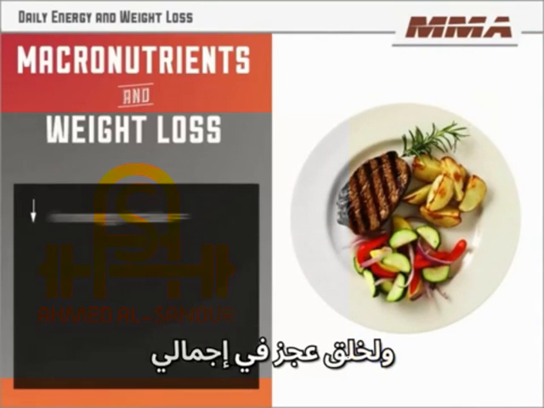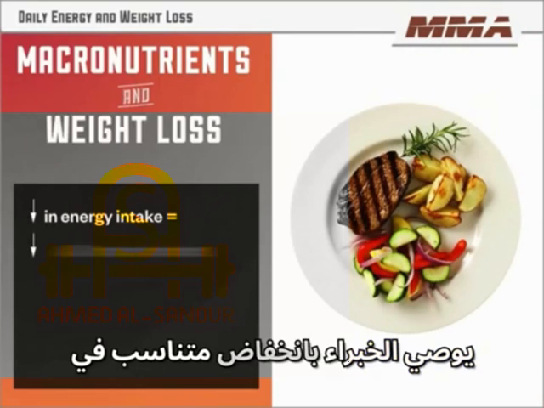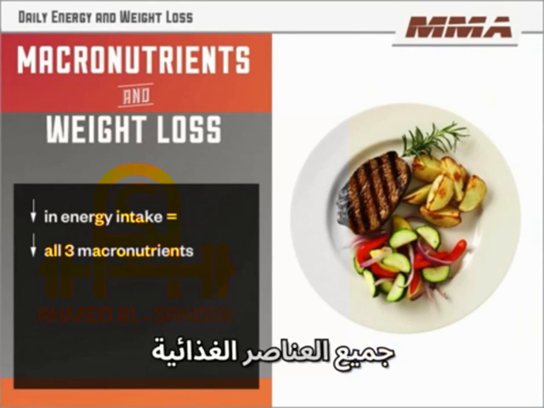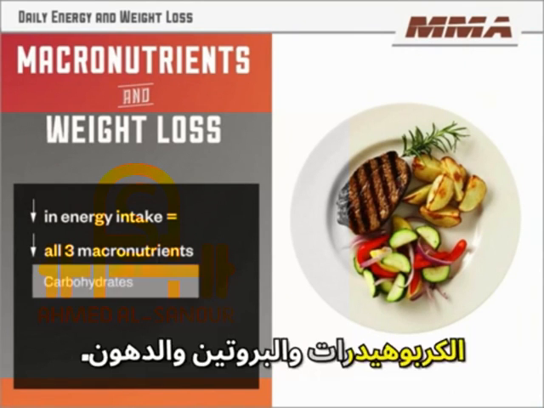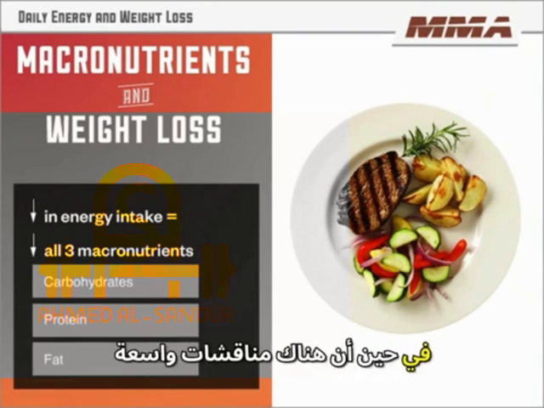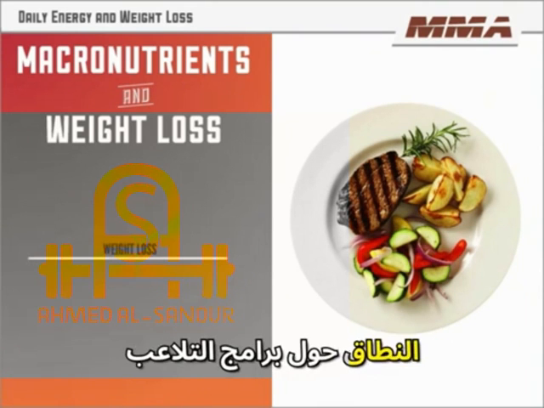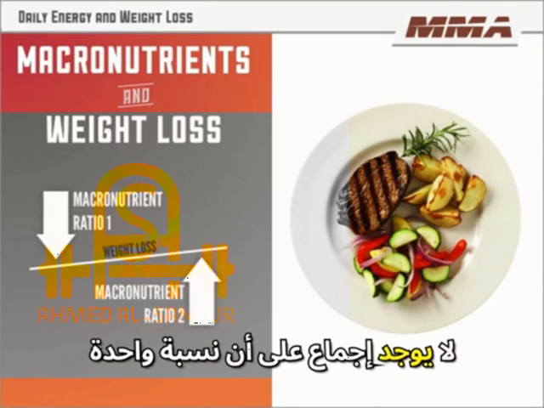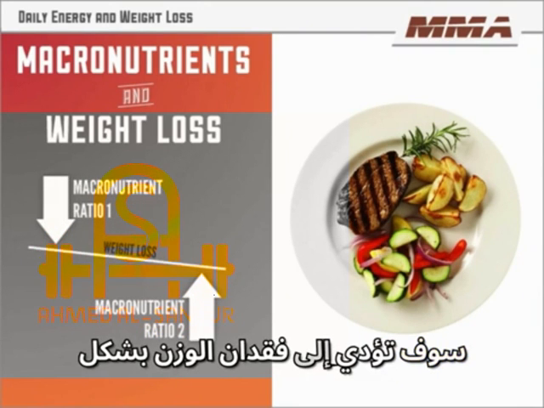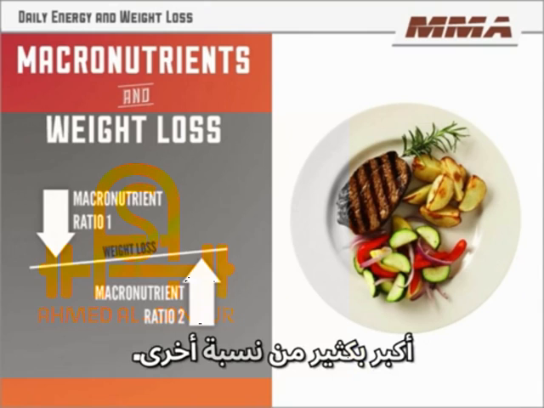To create a deficit in total energy intake, experts recommend a proportional decrease in all 3 macronutrient categories: carbohydrates, protein, and fat. While there are extensive debates about macronutrient manipulation programs, there's no consensus that one ratio will produce a significantly greater weight loss over another.